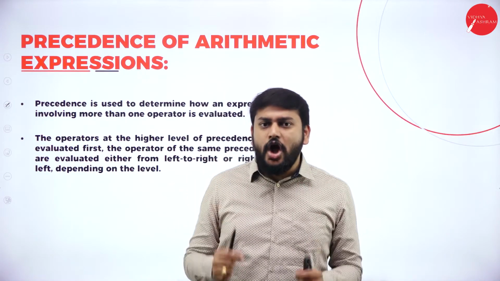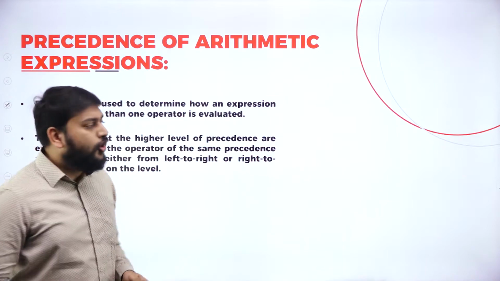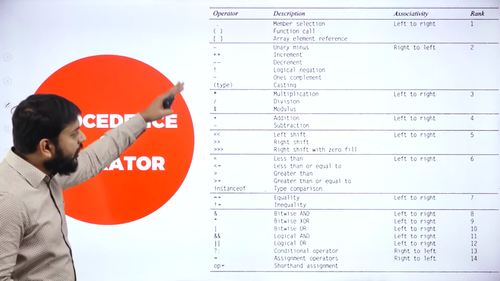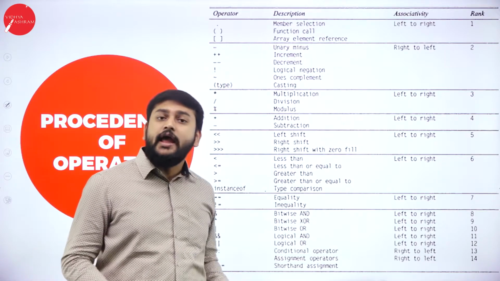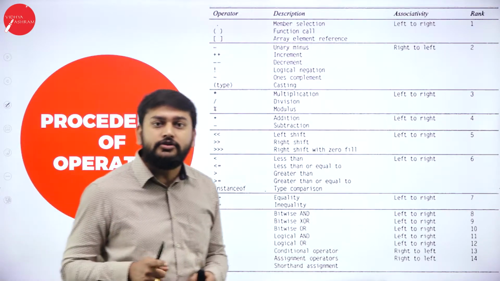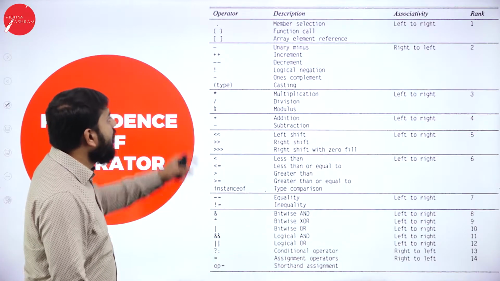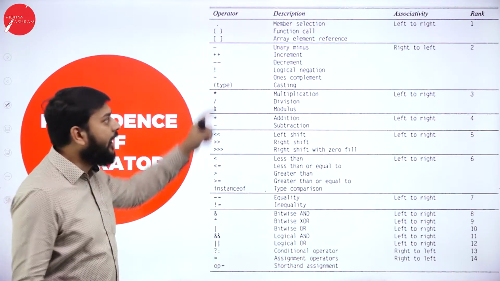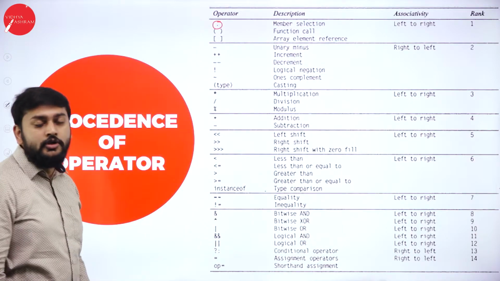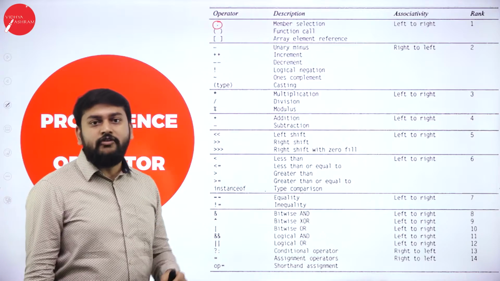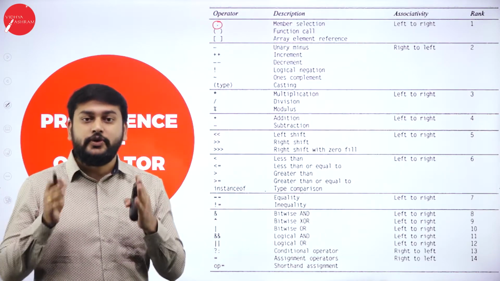So let's talk about it. Let's understand this in detail now. This is the list of operators I have, and the list is according to the priority. What exactly does it mean? Say for example, I have the dot operator here. This is what I will call the member selection operator. When it comes to Java, this operator has got the highest priority.